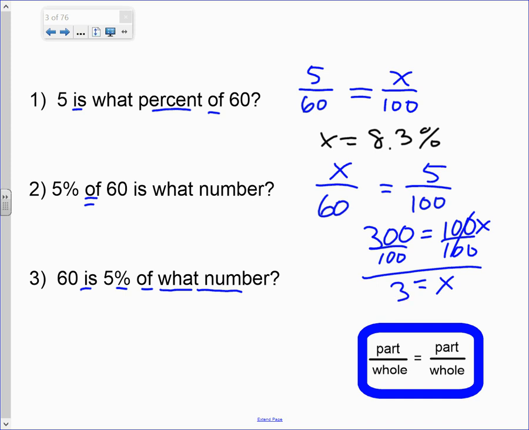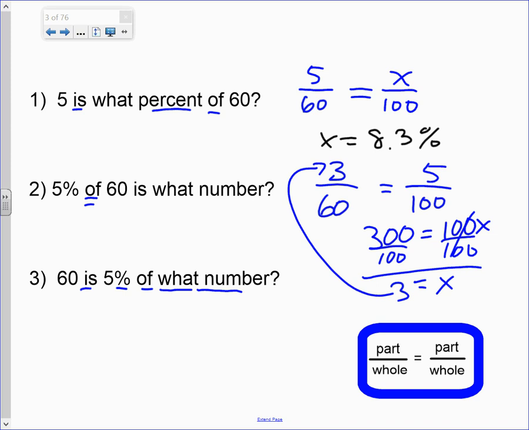3. Done. So what number is 5% of 60? These are equal fractions. Think of the pizza. 3 out of 60 is the same as 5 out of 100. You with me?